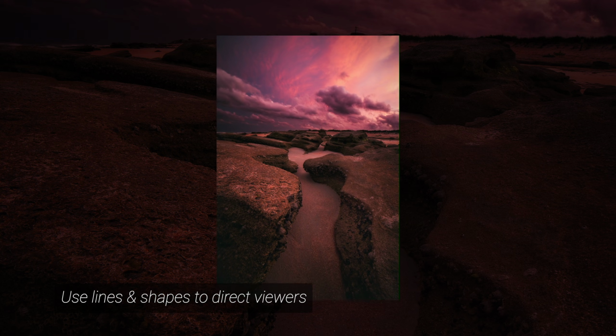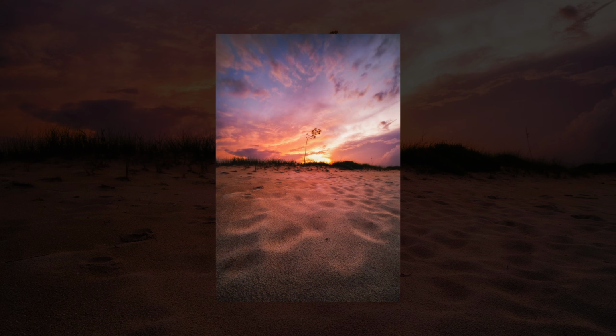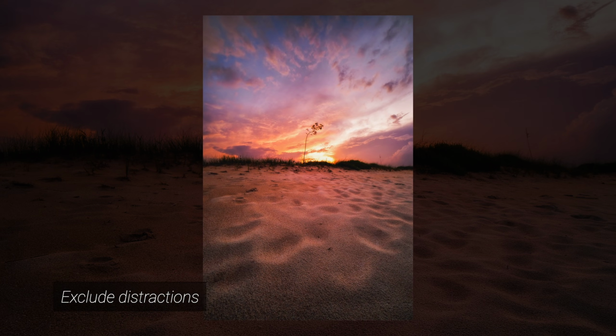Use lines and shapes to lead your viewer around the image. Wide-angle lenses are an endless playground for compositions, and they're so much fun. When possible, simplify your composition. You capture a very wide view with these lenses, so be very intentional with what you include in your frame and try to remove any distractions. Try to exclude anything that doesn't add to your scene.